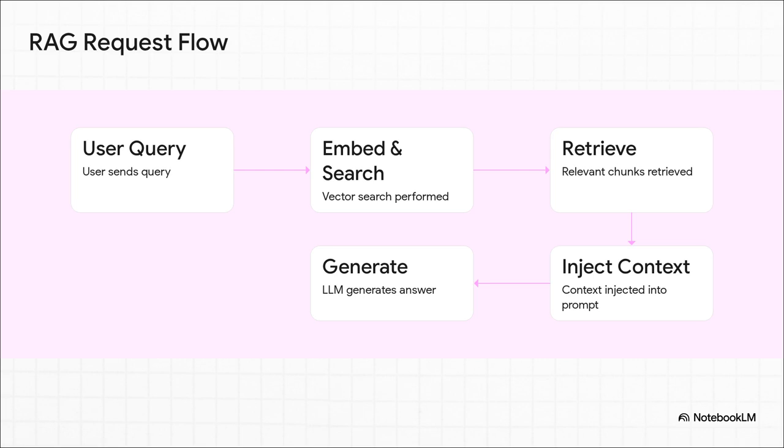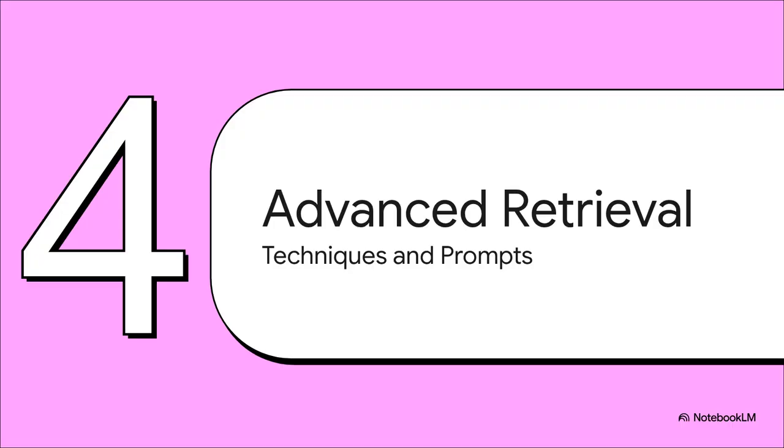Step 3, it retrieves the absolute most mathematically relevant chunks of your documents. Step 4, it takes those specific chunks and injects them directly into the prompt right alongside the user's original question. And finally, Step 5, the LLM reads all that injected context and synthesizes a highly accurate, cited answer. Boom, perfect flow. But honestly, fetching those perfect chunks to begin with is arguably the hardest part of this whole thing. Welcome to Section 4, Advanced Retrieval.